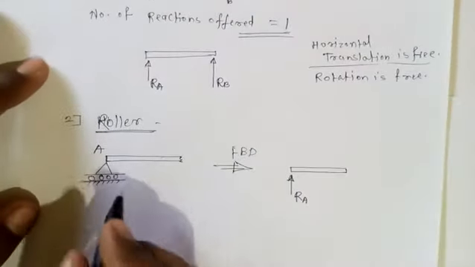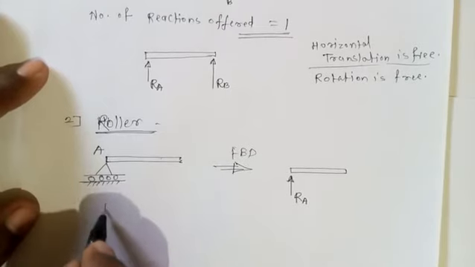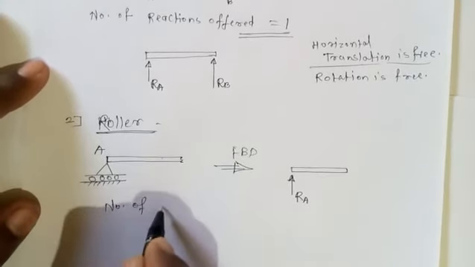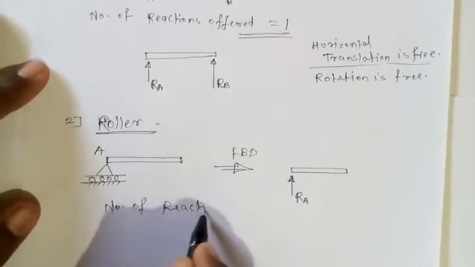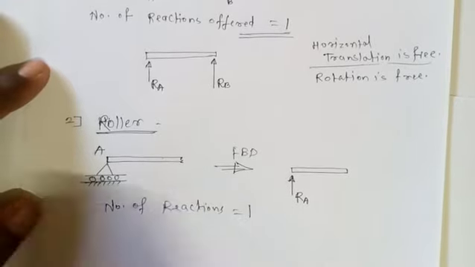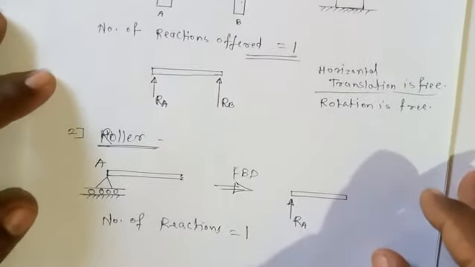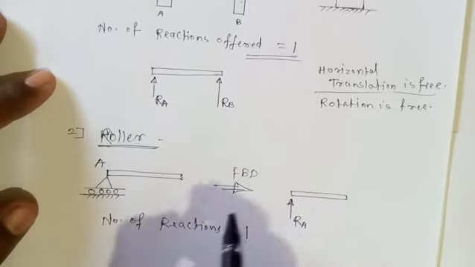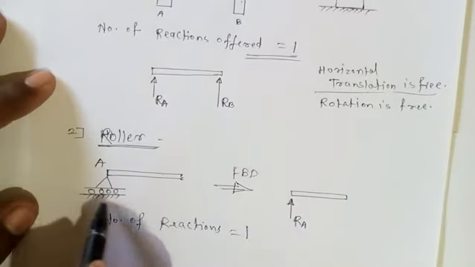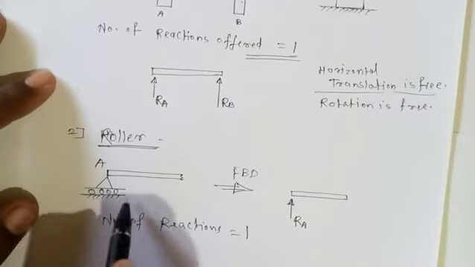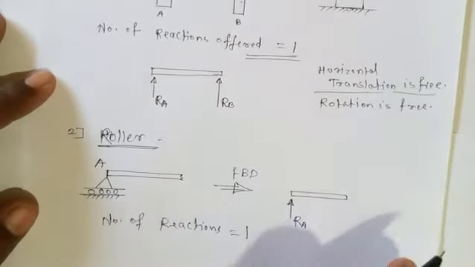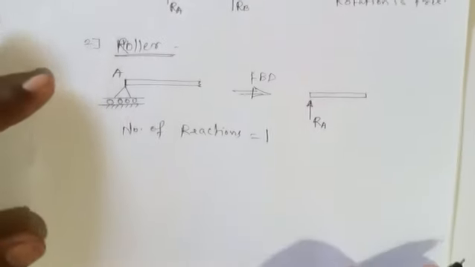So here also the rotation is free. And so in this roller support, again, number of reactions offered is equal to 1 only. And how to determine the direction of reaction? Reaction is always perpendicular to the plane of support. This is the plane of support, so reaction will be vertical. As it is horizontal, reaction will be vertical. So this is the roller support.